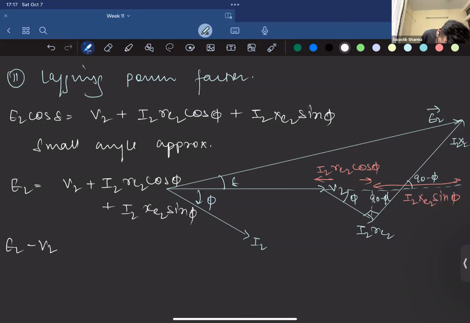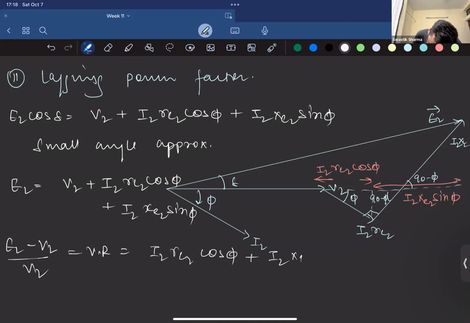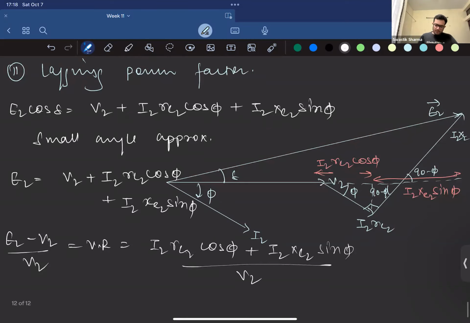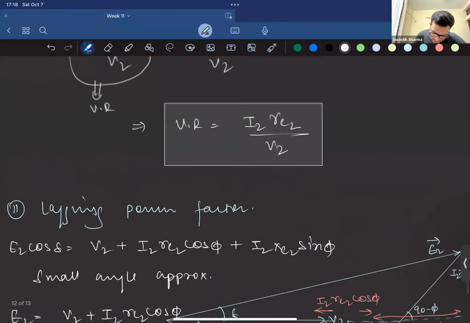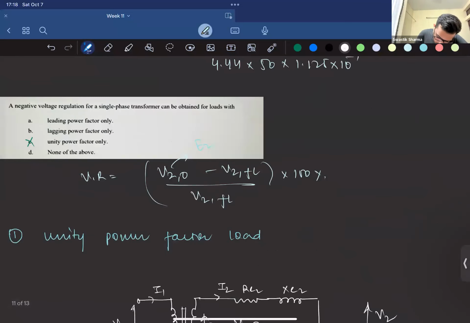So E2 minus V2 upon V2, which is VR, is I2 RE2 cos phi plus I2 XE2 sine phi upon V2. Again, this can never be negative, right? Because both are in addition. So this is also wrong.